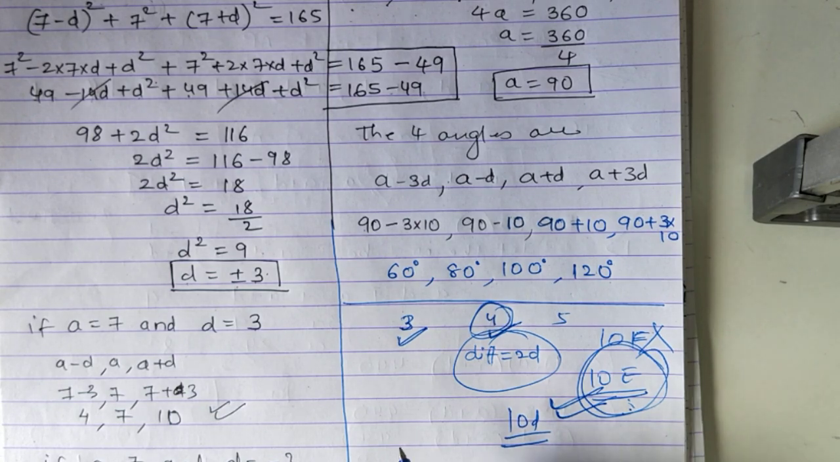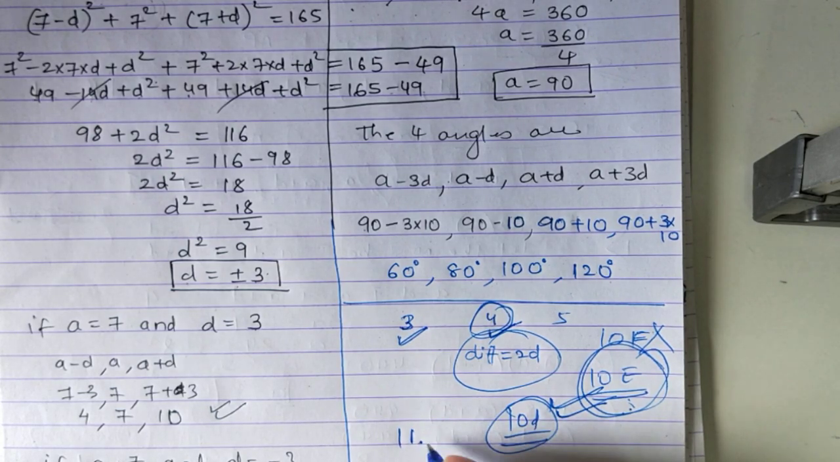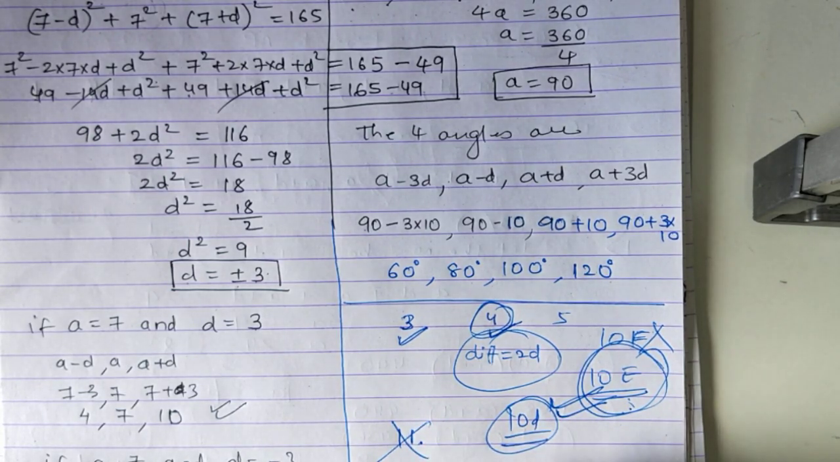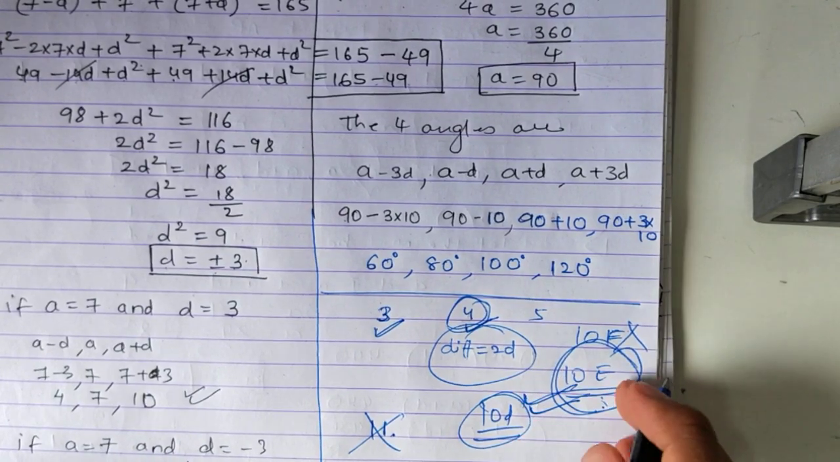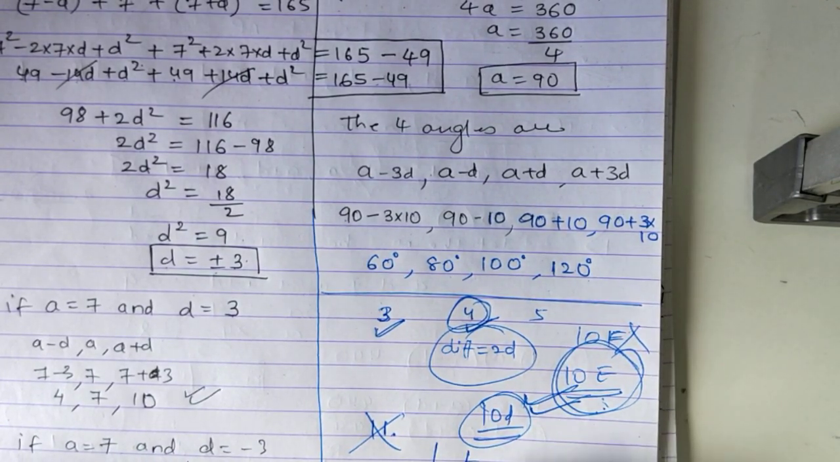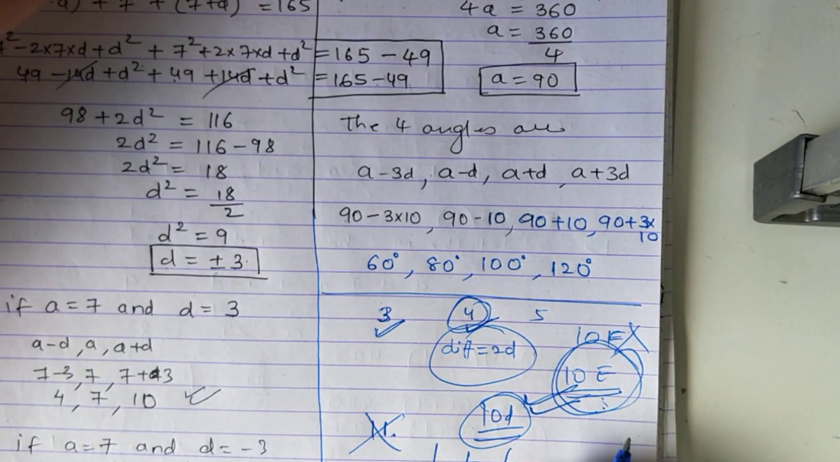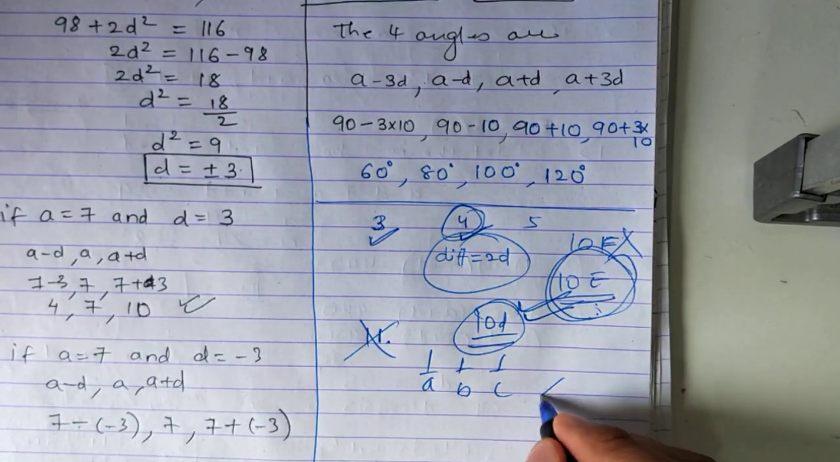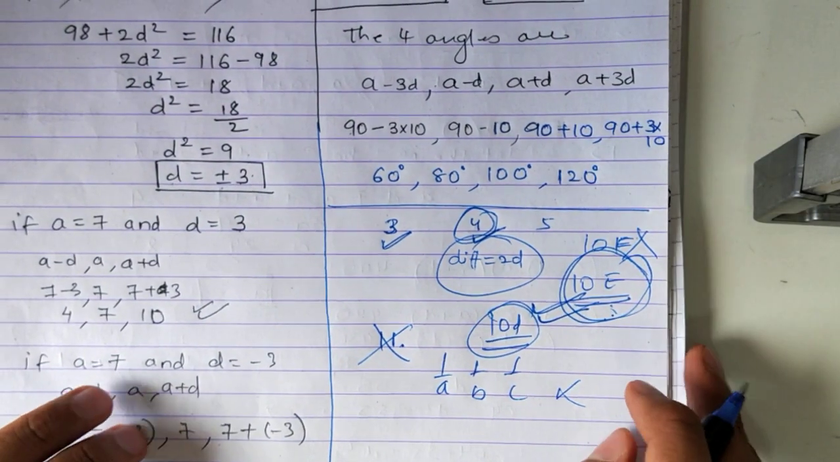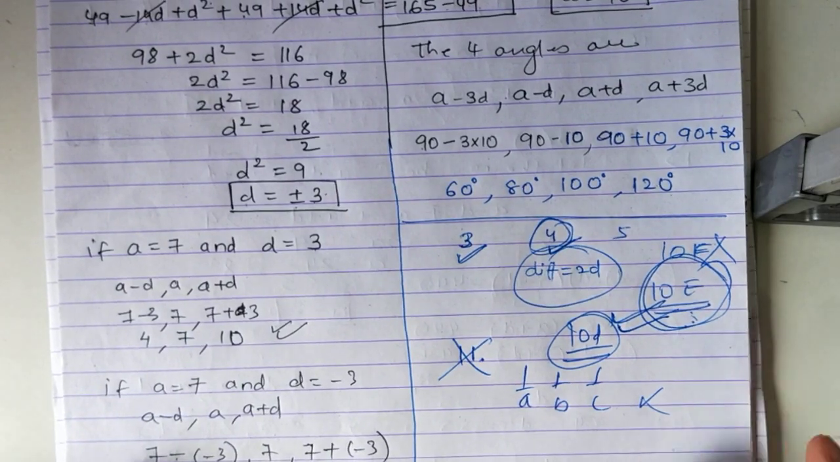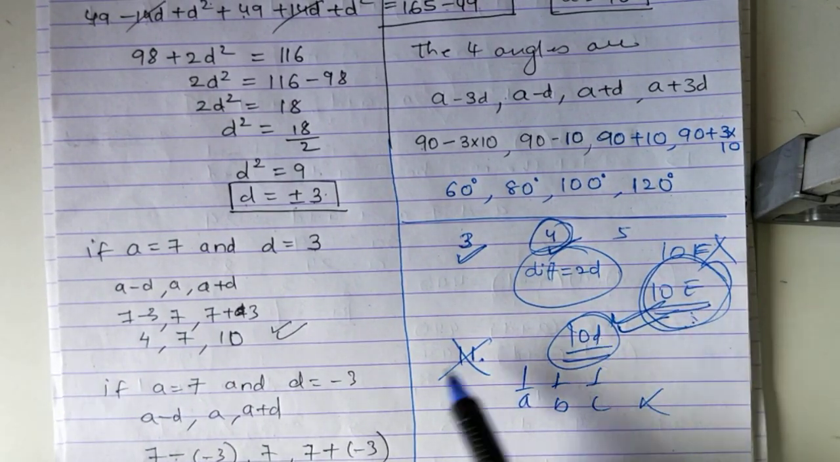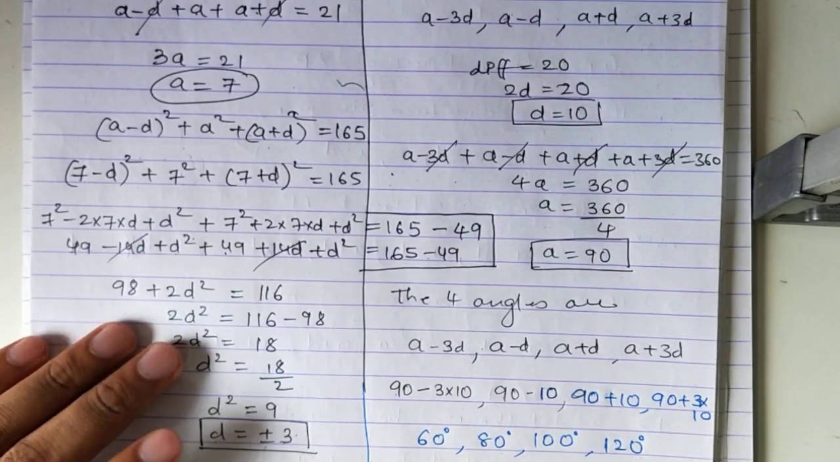And in exercise 10D, this exercise which we are doing, cancel the 11th sum. Cancel the 11th sum, the last sum, which says 1 upon a, 1 upon b, 1 upon c. जो ये वाला sum है, कैंसिल कर दो, because ऐसे proof वाले sums नहीं आते. Okay, बाकी everything will come. So that's it for today. You can copy this sum.